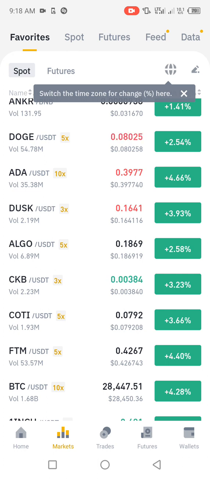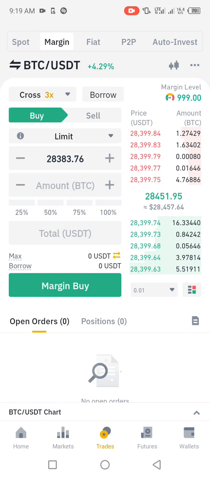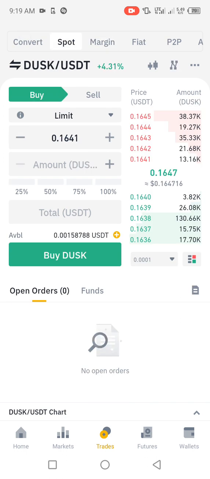Before I proceed to how to trade, I want to bring your attention to something. In Binance, we have different types of formats of trading. We have the futures trade, we have the spot trade, we have the margin trading, a lot. There's also the P2P, that's peer-to-peer trading. For the sake of this video today, we are going to be looking at spot trading. So I hope you guys are excited. So this is the spot trading.